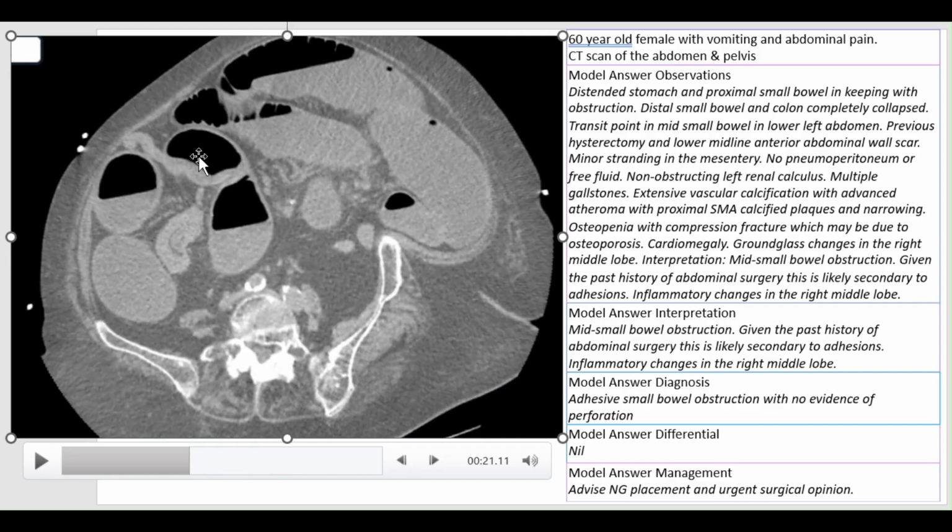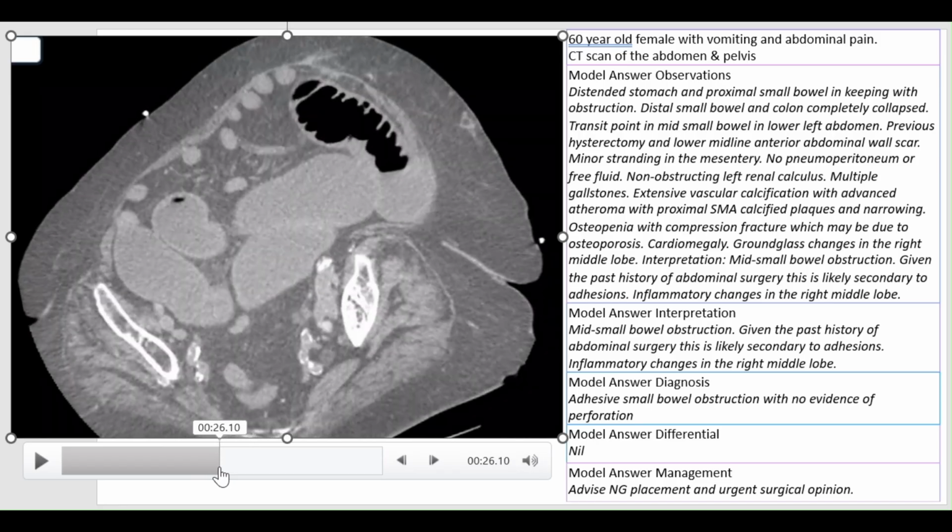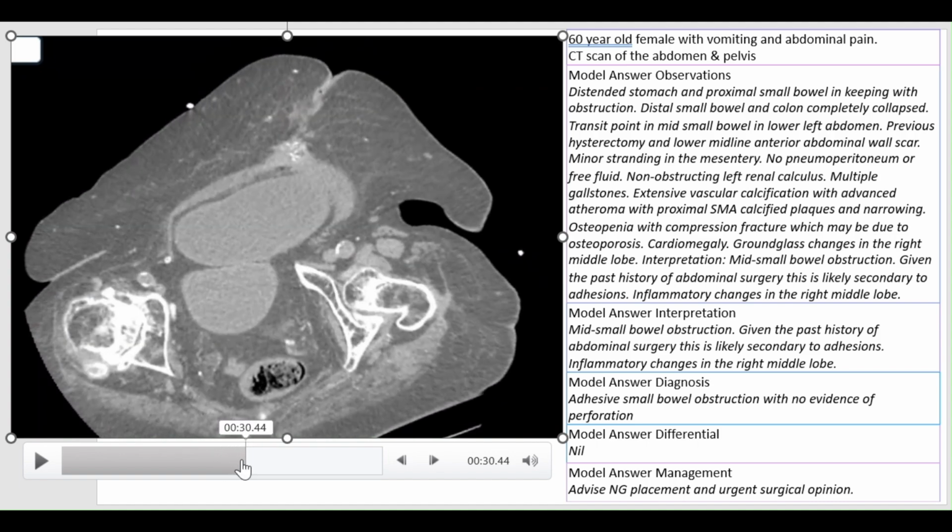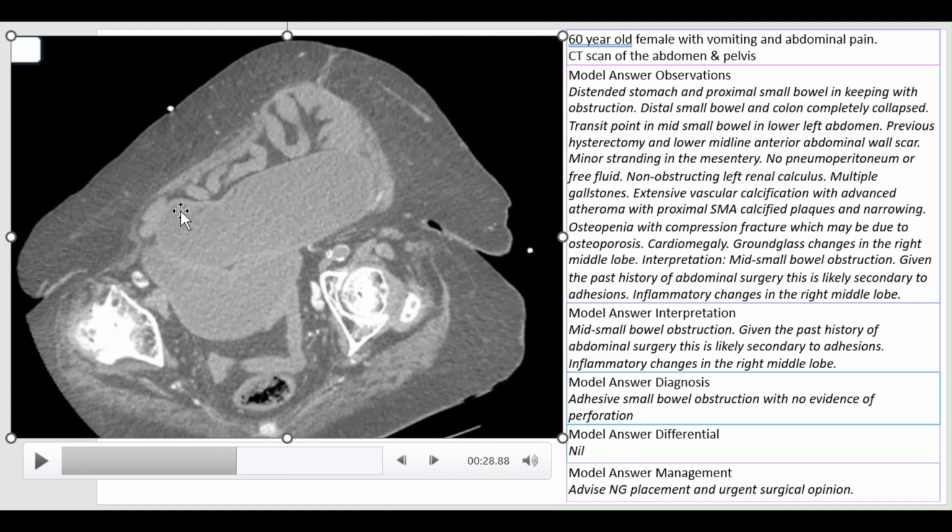And here the ileal loops, with the distal small bowel and colon completely collapsed. So if you go down, you can't see any distended colon or distal small bowel loops. Can you see these collapsed loops? So the distal bowel loops and colon are completely collapsed.